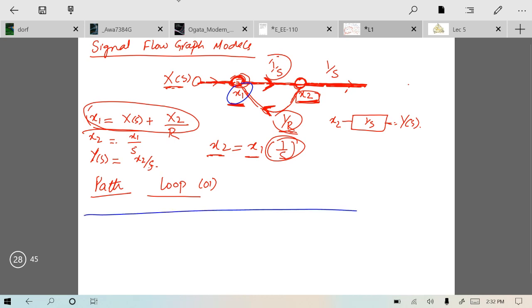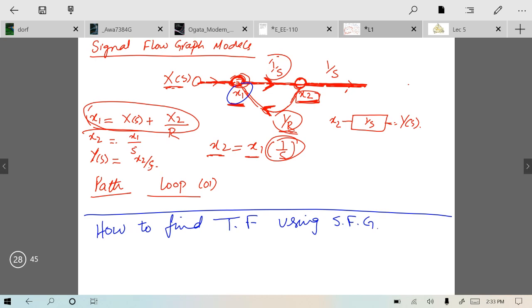Finally, let's conclude with how to find the transfer function using a signal flow graph. To find the transfer function using a signal flow graph, there was a person called Mason. We make use of Mason's formula or Mason's rule.